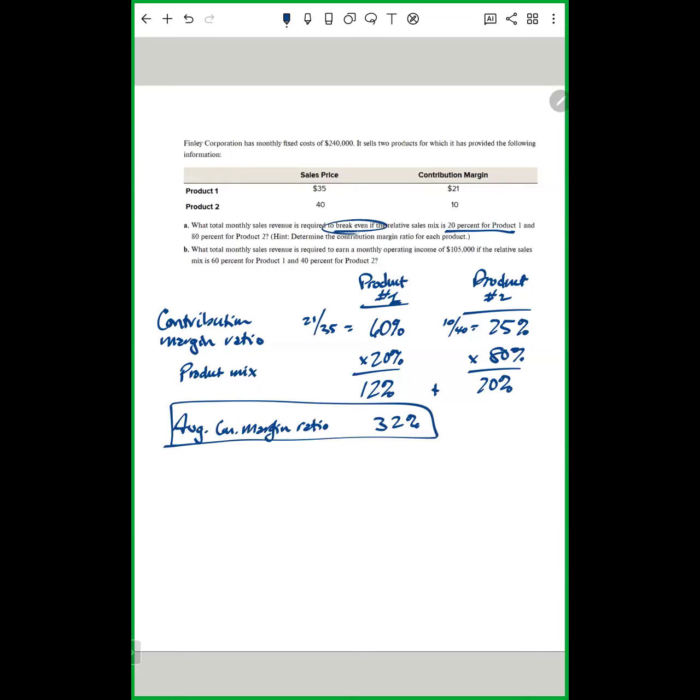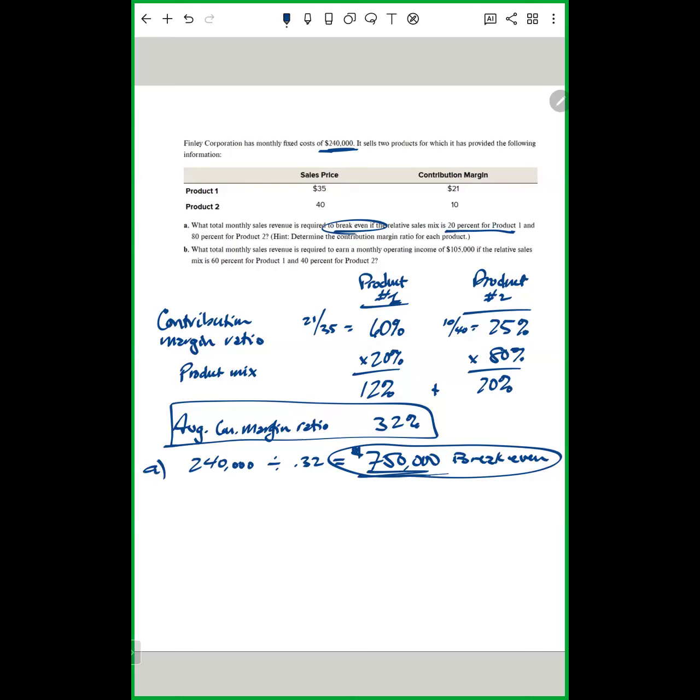All right. So the problem says that we have $240,000 of fixed costs. And so I take that 240,000 and I divide it by 0.32, that 32%. All right. So 240,000 divided by 0.32 gives me 750,000 is break even. And this is money. And this is really the solution that we were looking for. All right. So this is the answer to A.